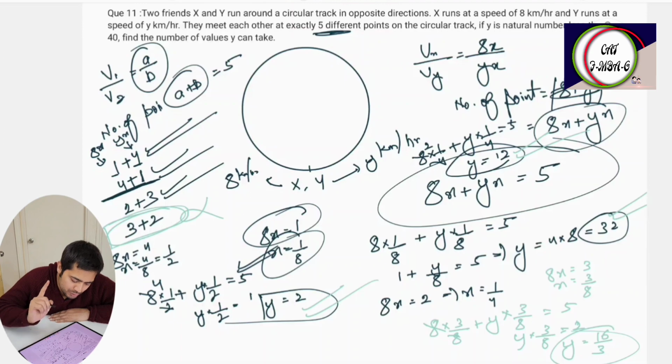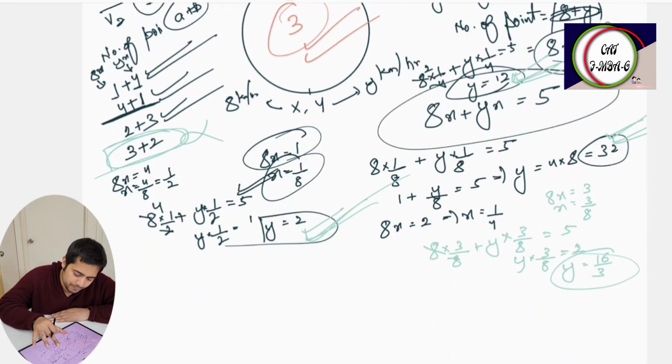So there are only 3 possible values y can take: y is equal to 32, y is equal to 12, and y is equal to 2. So the answer is 3. 3 is the right answer. Okay.